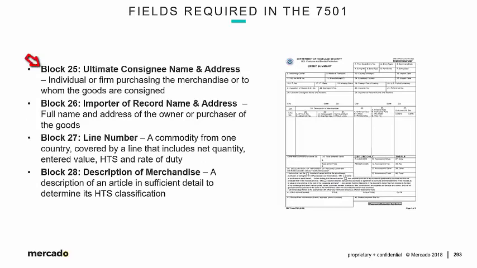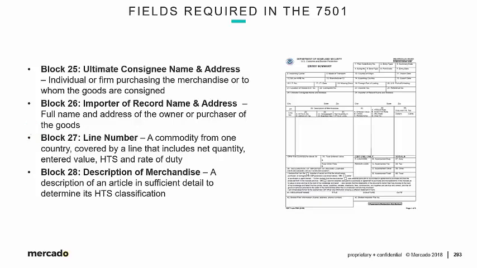Block 25, ultimate consignee name and address. That's the individual or firm purchasing the merchandise or to whom the goods are consigned, likely to be the importer of record. Block 26, the importer of record name and address. Most of the time, not always, most of the time, the importer of record name and address and the ultimate consignee are going to be the same. The delivery address might be different for the ultimate consignee, but the importer of record likely to be the same. Doesn't have to be, though. In Block 26, full name and address of that importer of record, which is defined as the owner or purchaser of the goods. Block 27, the line number.